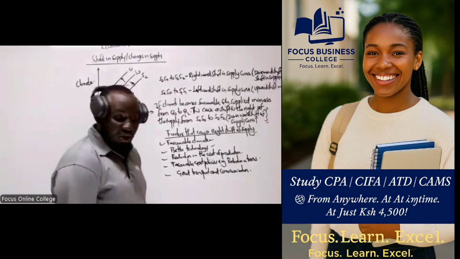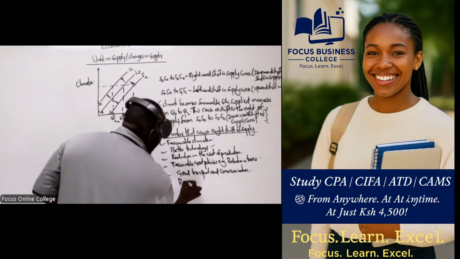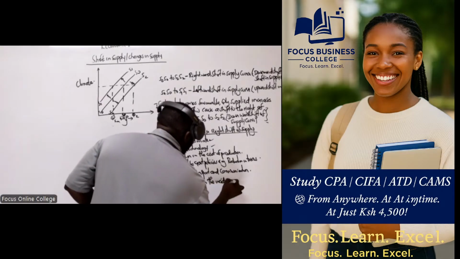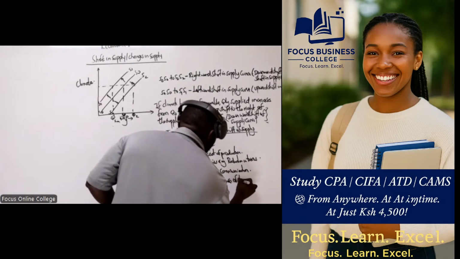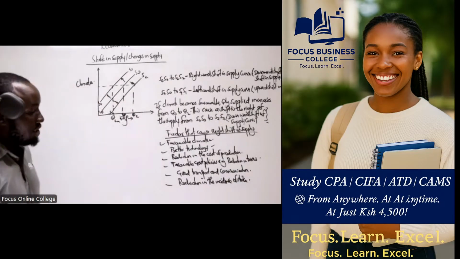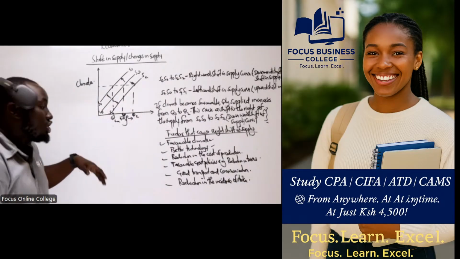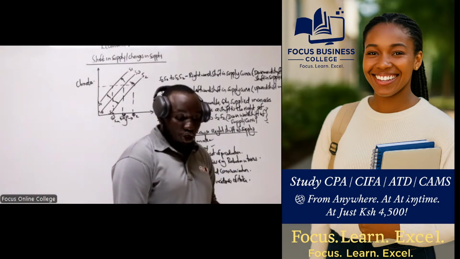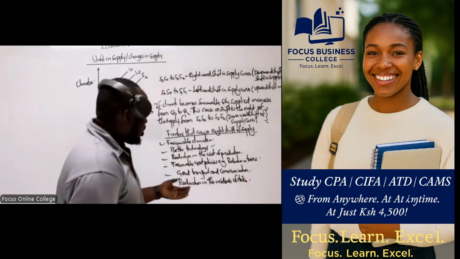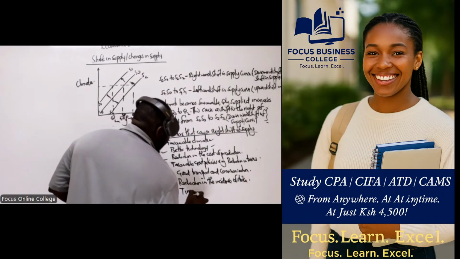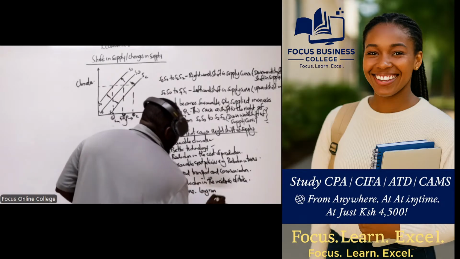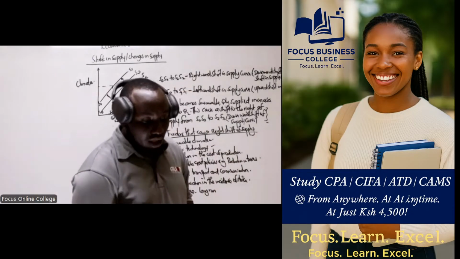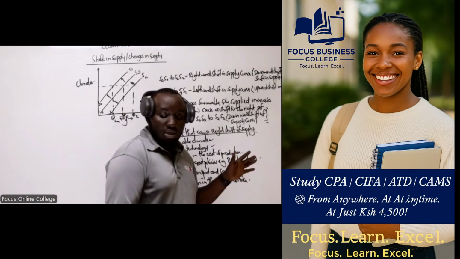Then we can also talk about reduction in the incidence of strike. When there is a reduction in the incidence of strike, that basically leads to an increase in quantity supplied. We can also talk about time in the long run. When you talk about time, we understand that it should be the long run.